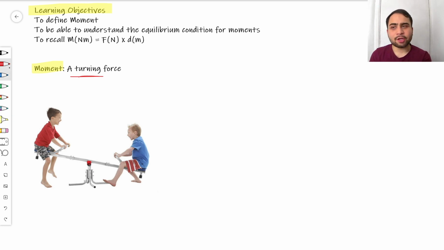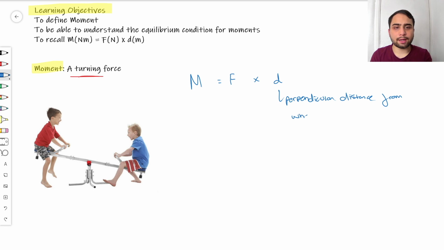Okay, so I'm going to do things a bit differently and I'm going to introduce the equation straight away. So capital M for moment is equal to force multiplied by distance. But now this distance is a bit different. This distance is the perpendicular distance from where the force is applied.